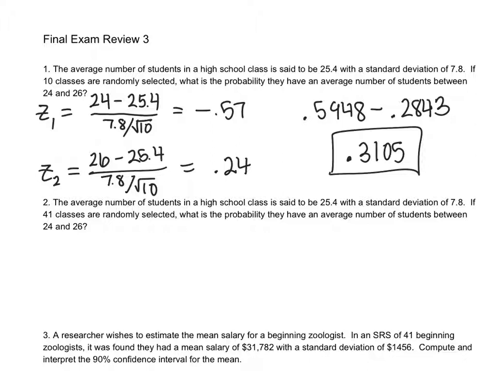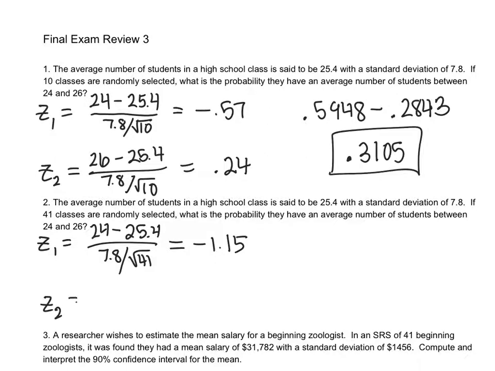In problem 2, we have the exact same scenario, but now we're upping our sample size to 41 classes. So the reason is so we can see how a larger sample size reduces the variability in our answer. So we're going to calculate our z-scores the exact same way. We're going to do 24 minus 25.4, but this time my denominator is going to be 7.8 divided by the square root of 41, which is going to give me negative 1.15. So we can see already how just increasing the sample size to 41 has significantly changed the z-score outcome.